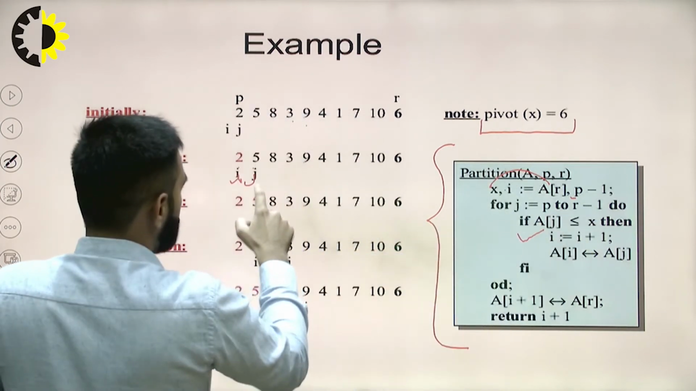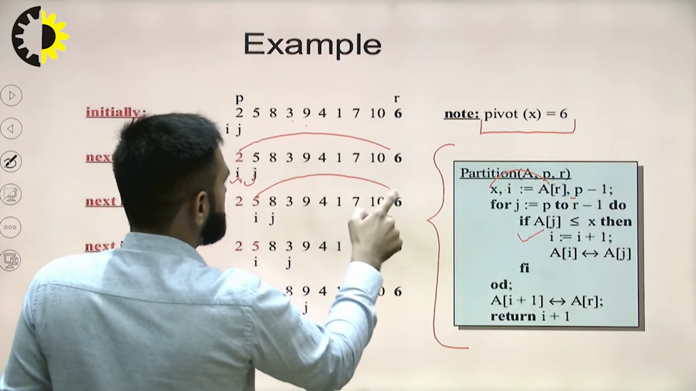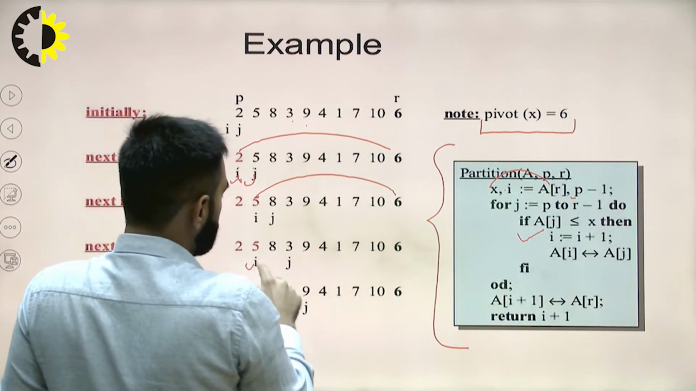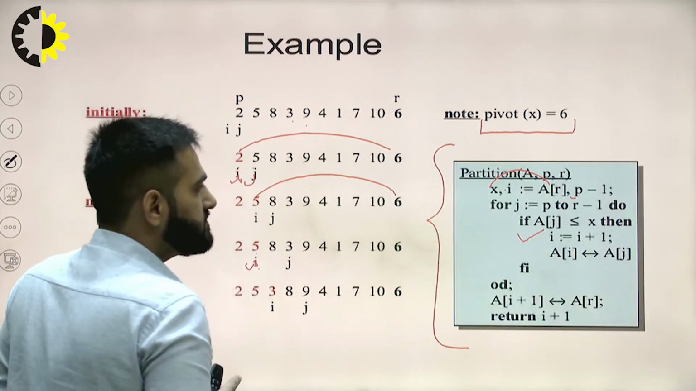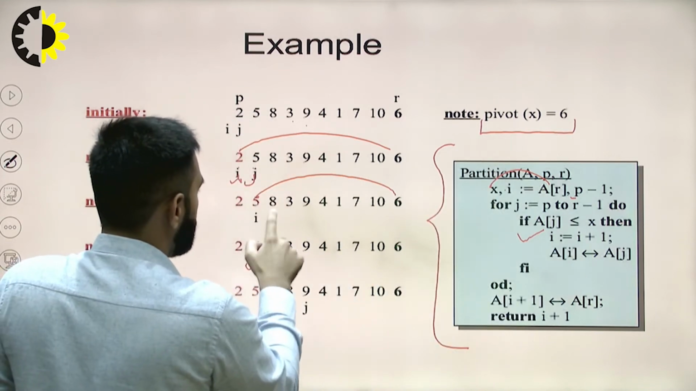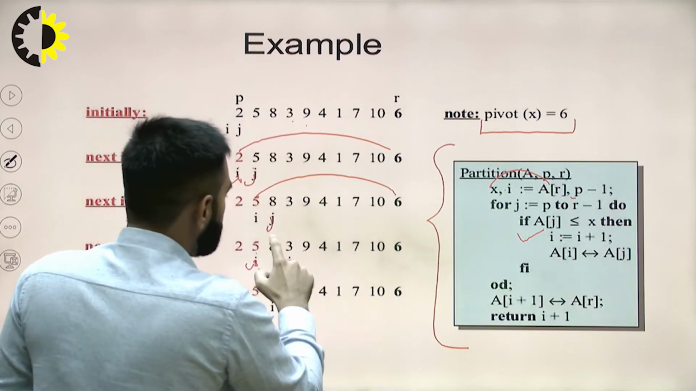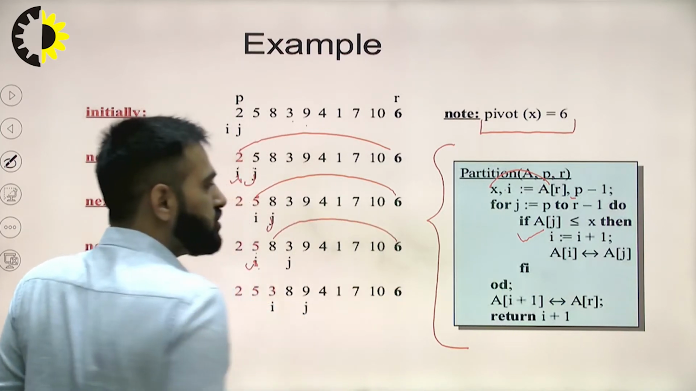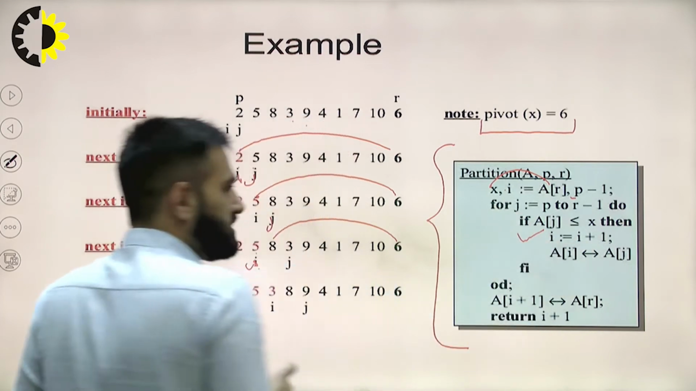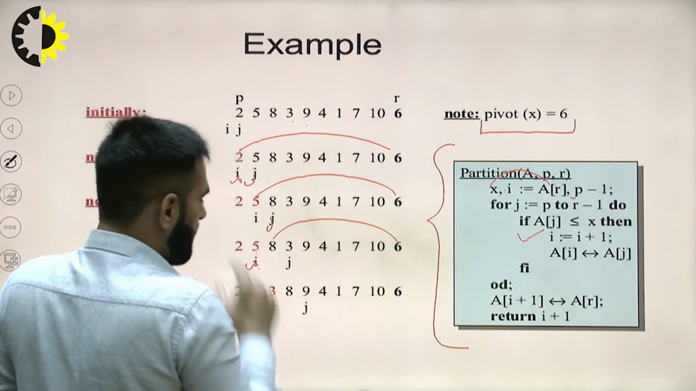First we check this value. 5 and 6, it is smaller, so i is incremented again. Now the third value, j is here. We check whether this j value is less than the pivot. No, this time no. So we will not enter this if condition, and i is not incremented here. No incrementation.